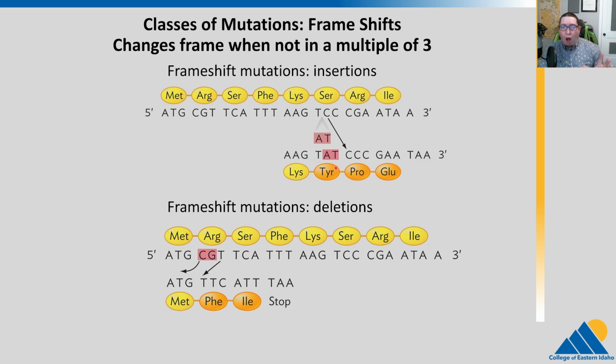Frameshift mutations often change a large number of amino acids. Again, though, is that good? Is that bad? We don't know until we assess it in its context. The same thing can happen with deletions. You delete 2 bases here, and we have a frameshift here. This one's very detrimental. It creates a premature stop codon here.